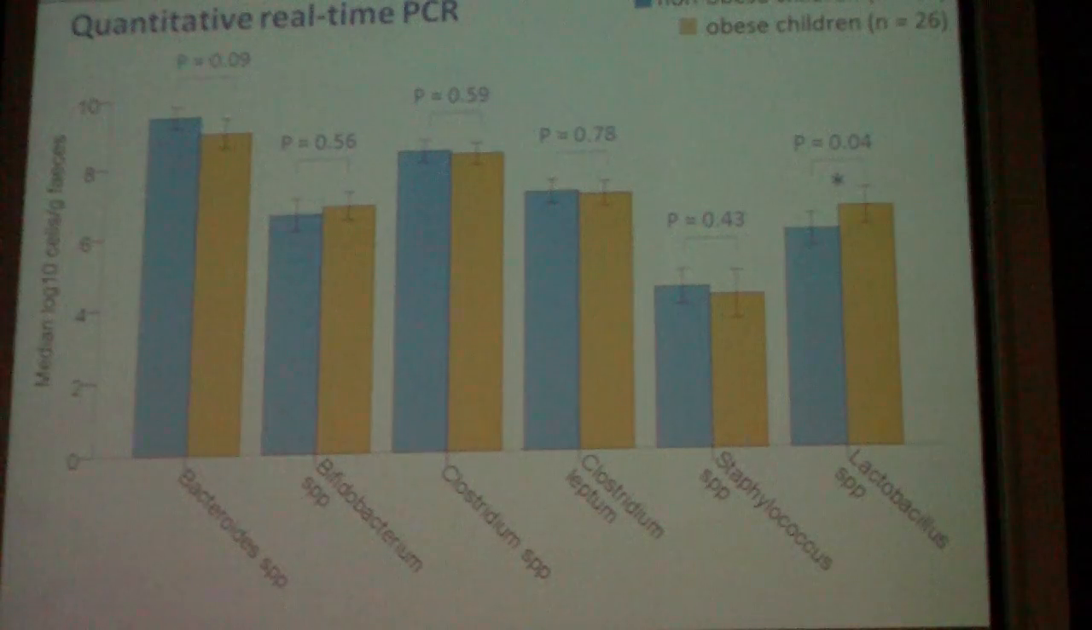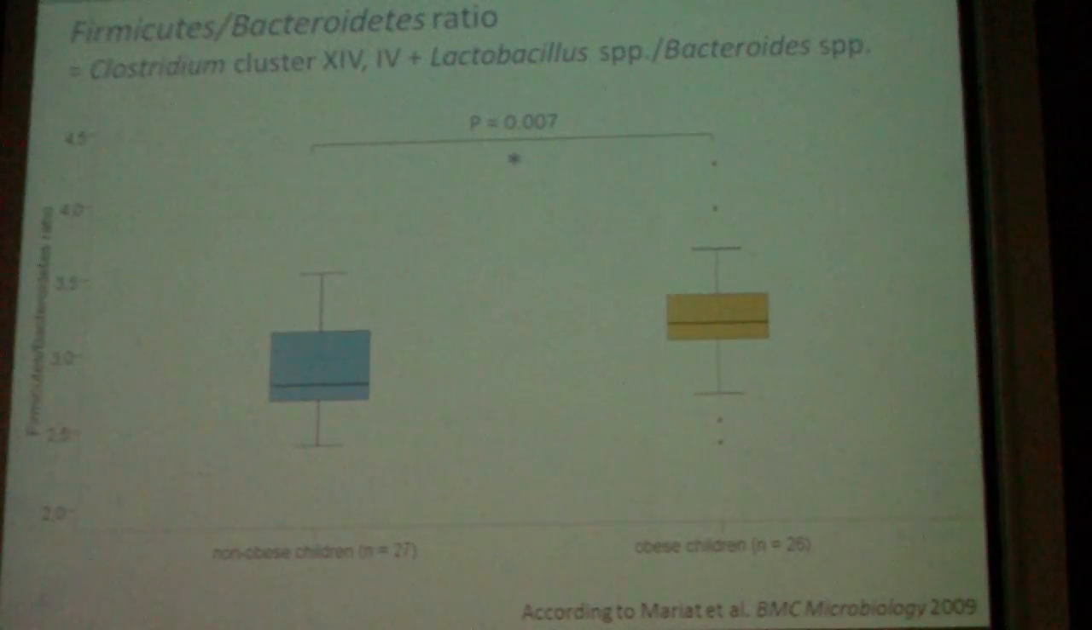For the PCR technique, we detected a higher level of lactobacilli in obese children, so lactobacilli could also be important in obesity. When we calculated the ratio of Firmicutes to Bacteroidetes, according to an article, we saw that the ratio was higher in obese children, meaning they had a higher percentage of Firmicutes compared to Bacteroidetes, and in non-obese children it was the other way around. So this was highly significant.